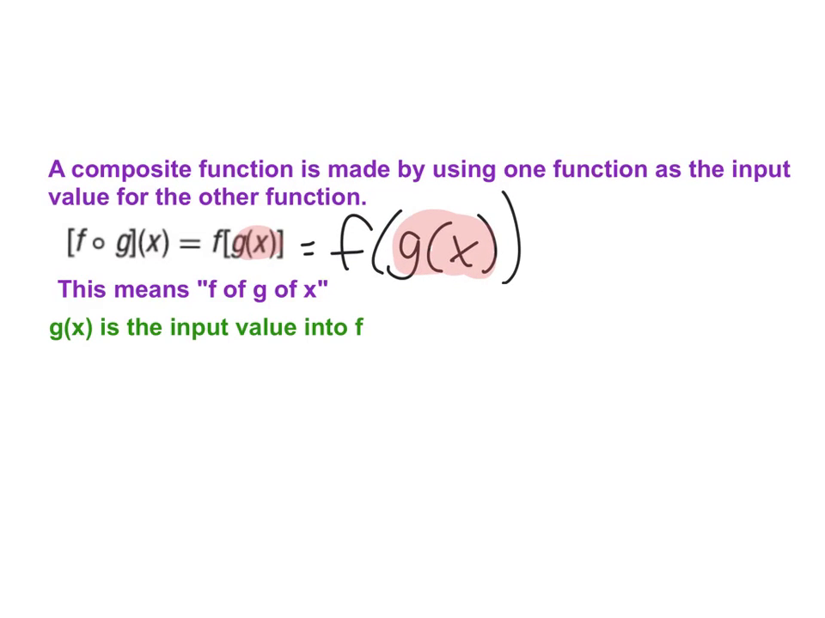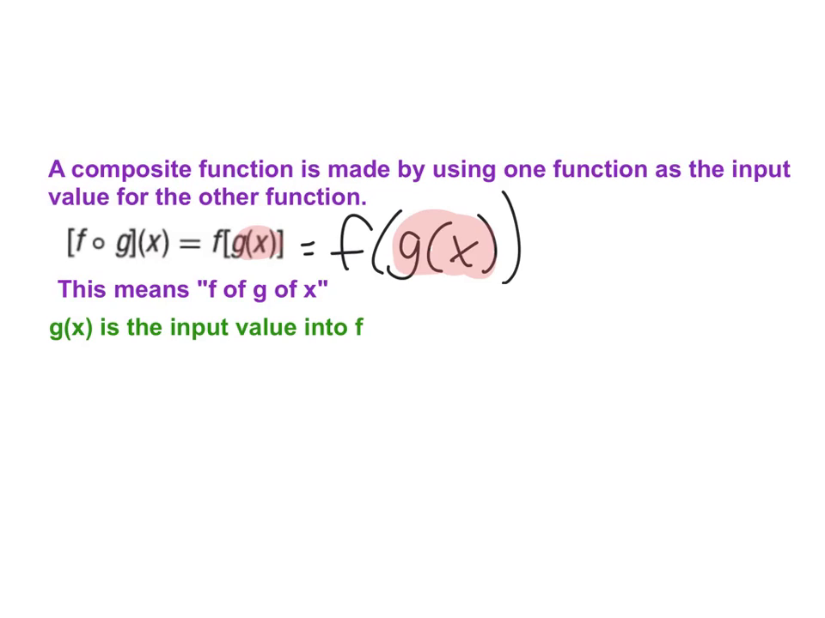Okay. So g of x is the input value. Everywhere in f where there's an x, you're going to take the value of g of x and substitute it in. Just like we did with that little easy example that we started with. Everywhere there was an x, we took 2 and we replaced x with 2. In composite functions, everywhere there's an x in f, you're going to replace whatever those x's are with g of x. Okay?